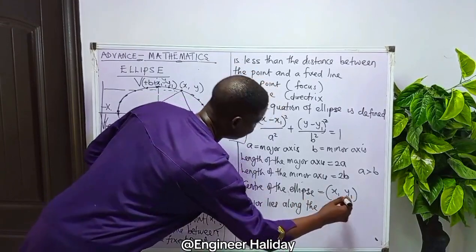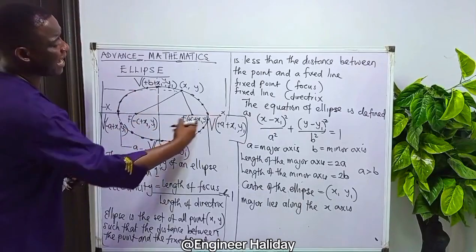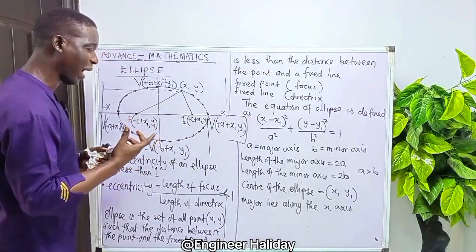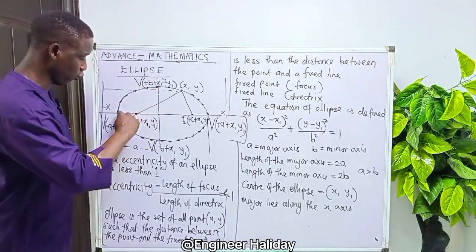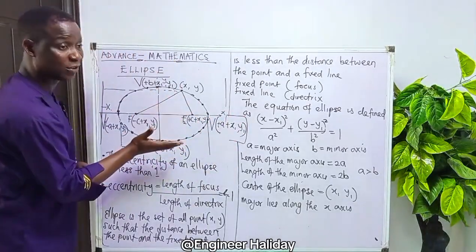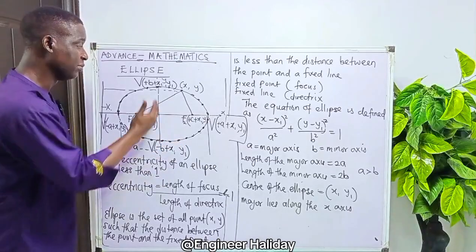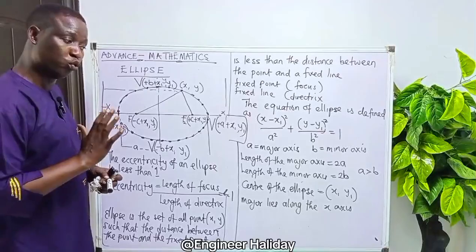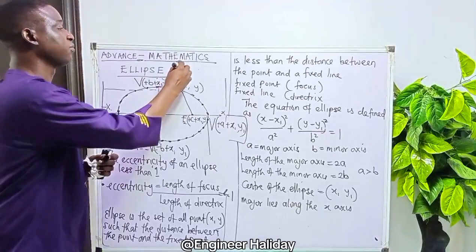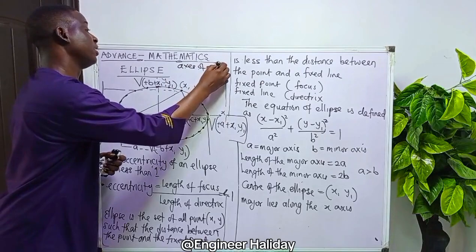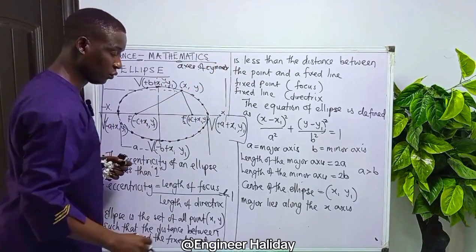And don't forget, the x-axis and the y-axis are axes of symmetry. Why? If you look at this, the x-axis cuts this one and this one into 2 equal halves. That's what we mean by symmetry. Then the y-axis also cuts this part and this part into 2. So they are axes of symmetry. We call it axis of symmetry. So you write it down.